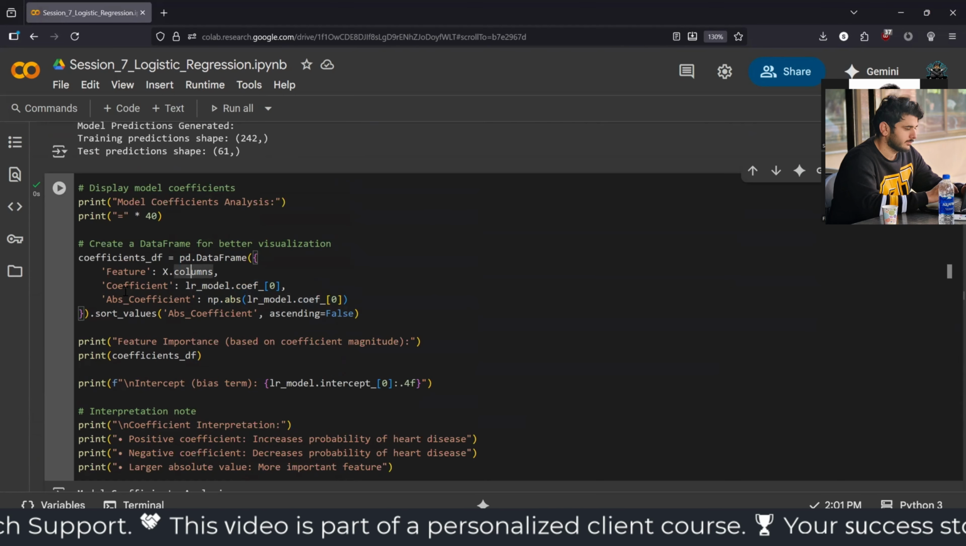Now let's talk about, okay, now we created the model, right? We have a confusion matrix.